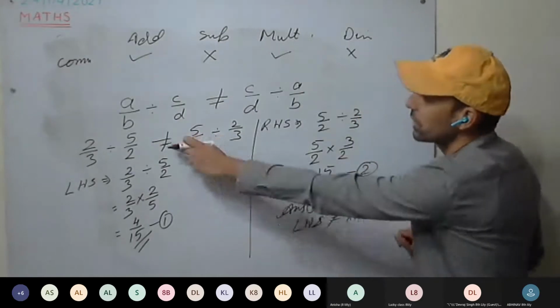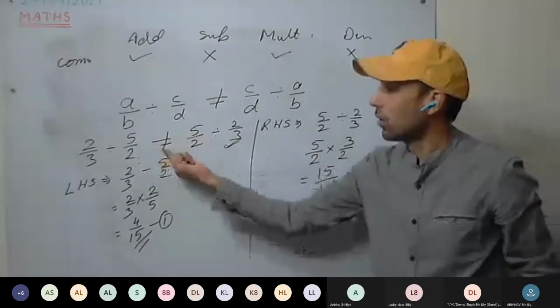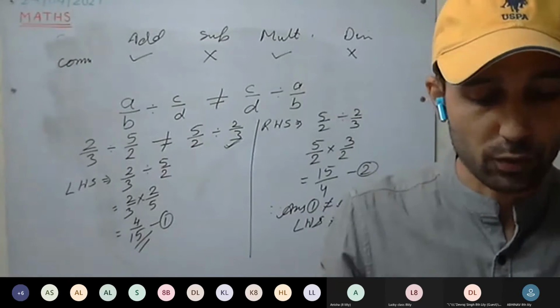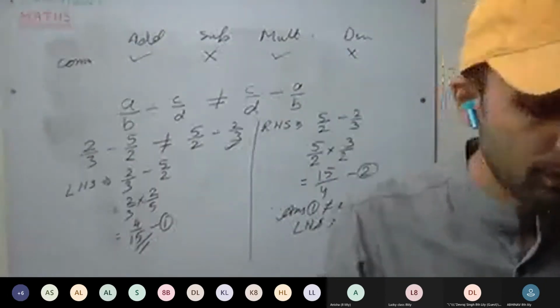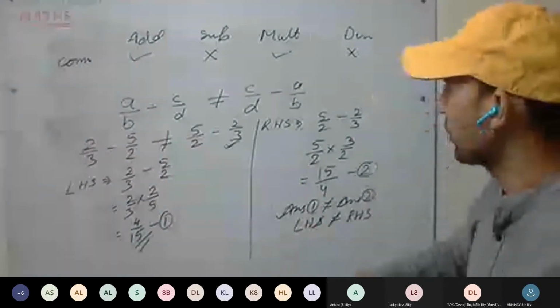Therefore, this is not equal. That means the commutative property does not hold true over division. Okay? This is clear? Yes, sir. Okay. Now we will discuss the associative property as well. Okay?